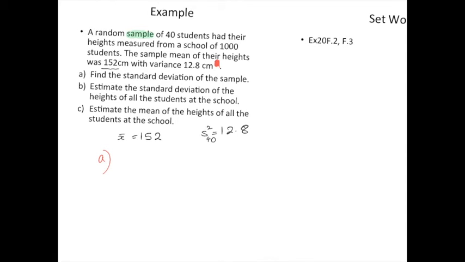Okay, A. Find standard deviation. How do we do that for the sample? Square root the S squared, the variance. So S is the root of 12.8. So can anyone tell me what that is? Let's say three significant figures. 3.58, good. All right.